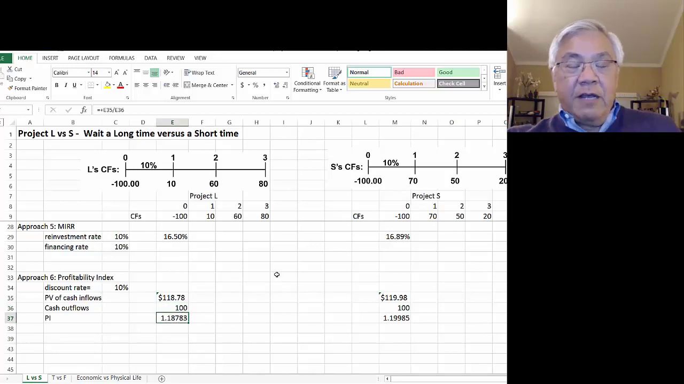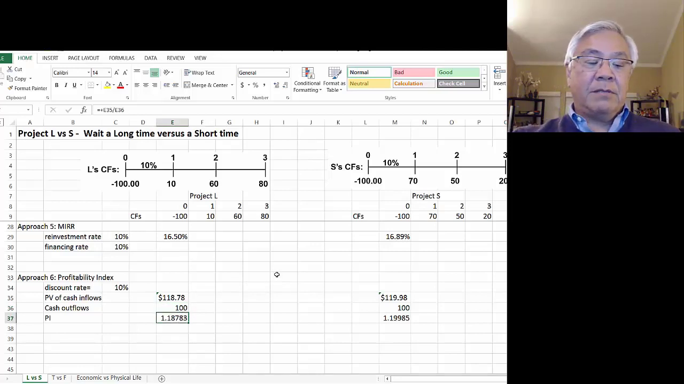So interpreting it, for every dollar we invest in capital project L, we will get $1.18 on a present value basis. For project S, for every dollar we invest, we'll get $1.20. Therefore, project S is superior. That's how we would use the profitability index and explain it as far as recommendation.